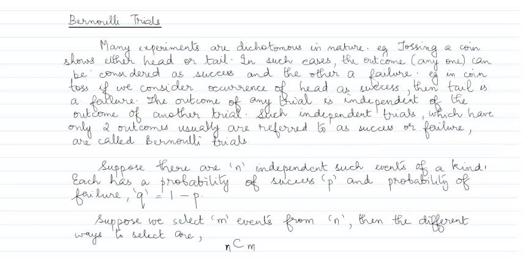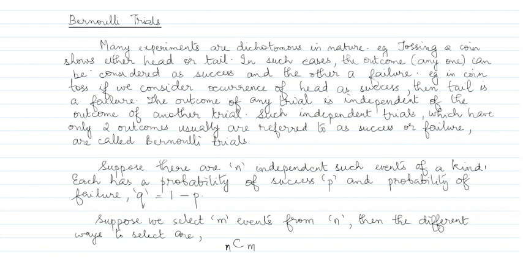The outcome of any one trial is independent of the outcome of another trial. Suppose I toss a coin, I obtain a head. I toss a coin again. The occurrence of head in the previous trial will in no way affect the outcome in the next trial. Such independent trials, which have only two outcomes, which can generally be referred to as a success or a failure, are called Bernoulli trials.